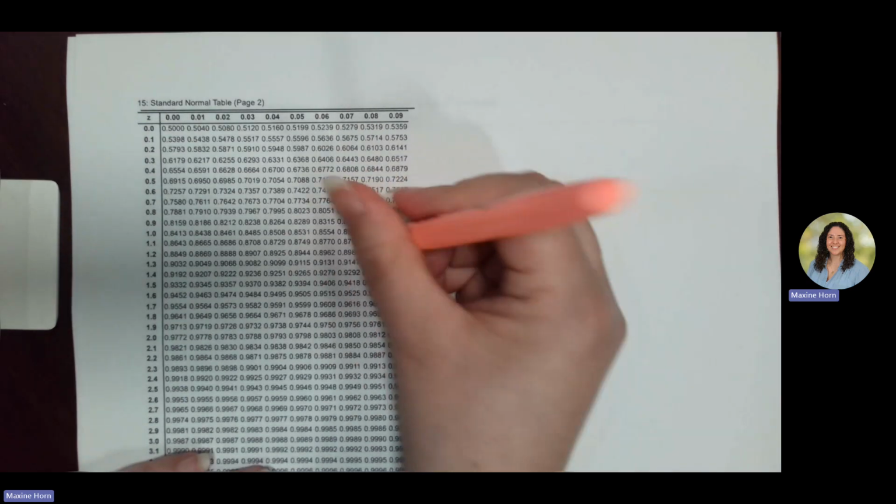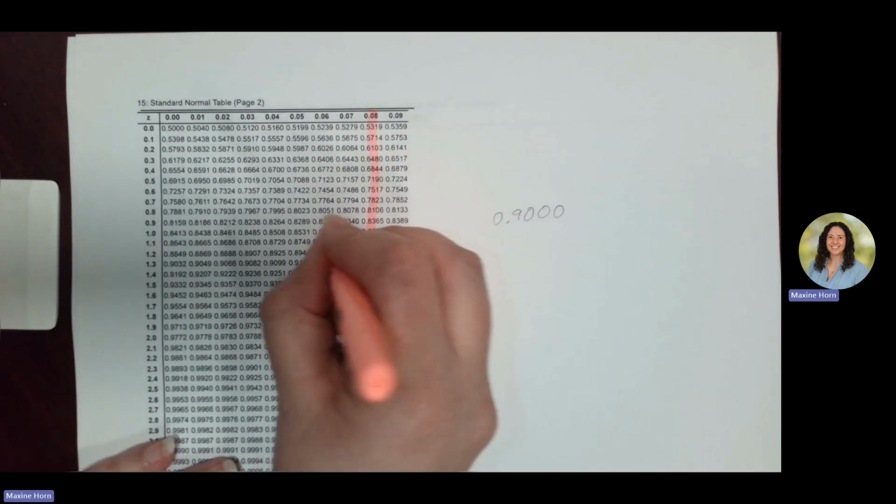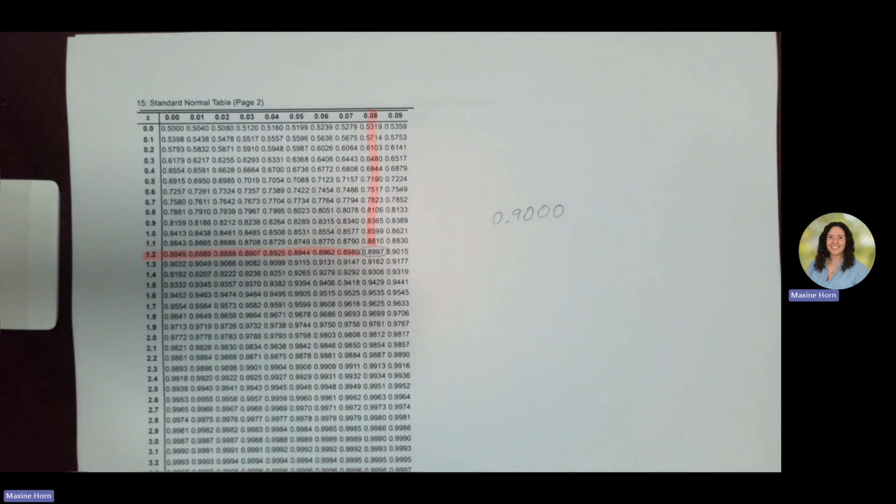So we say, okay, well, if that's my area, what z-score does it correspond to? And that's how we get 1.28, which, is it this one?